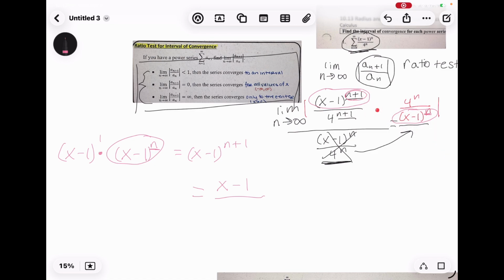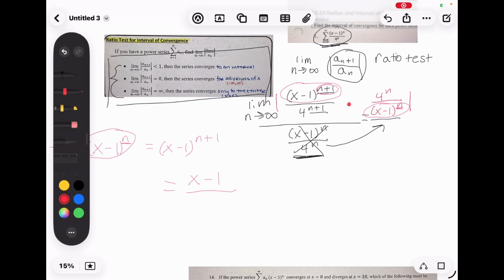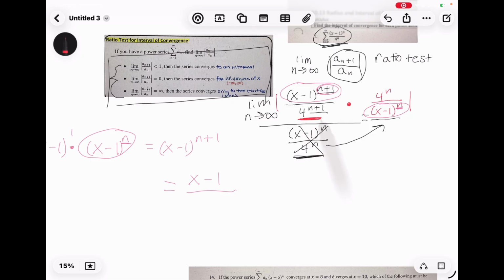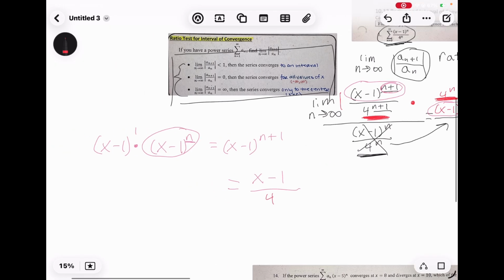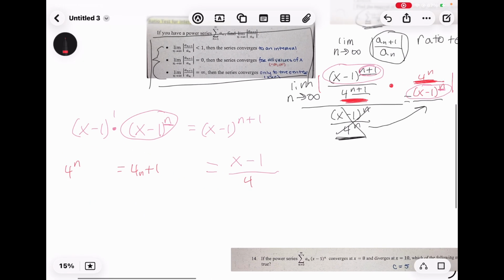Hopefully that makes sense. So now for these two, let me do it in a different color. We have 4 to the n plus 1, and we have 4 to the n. And that can also be factorable. That one would just be 4. Again, this is the only time I'm going to be explaining this. So if I have 4 to the n was my other one, something times 4 to the n is going to give me 4 to the n plus 1. That should be an exponent, sorry.